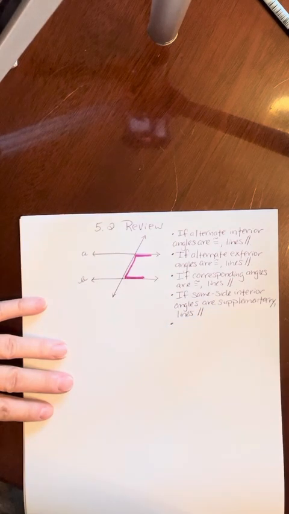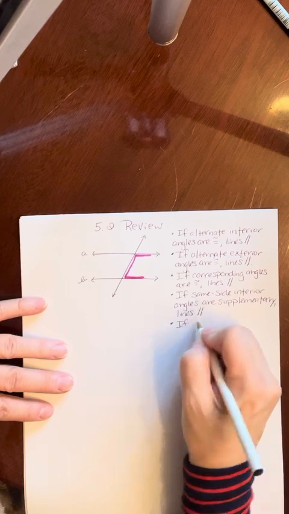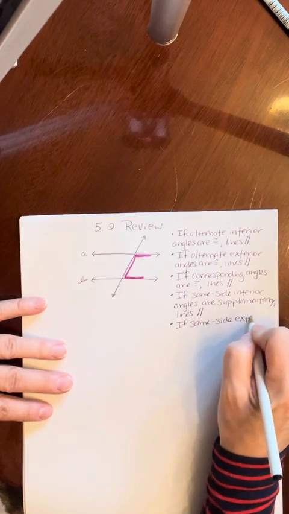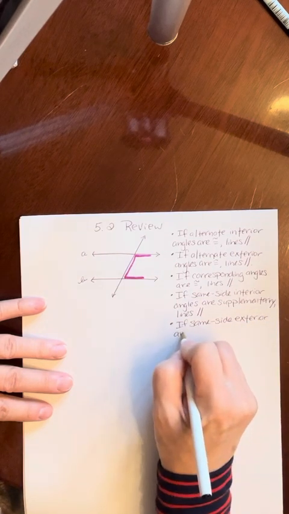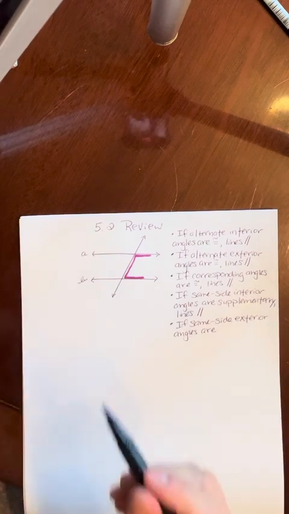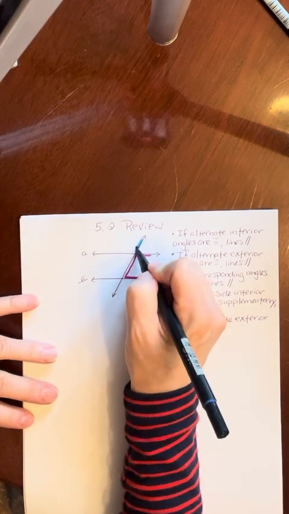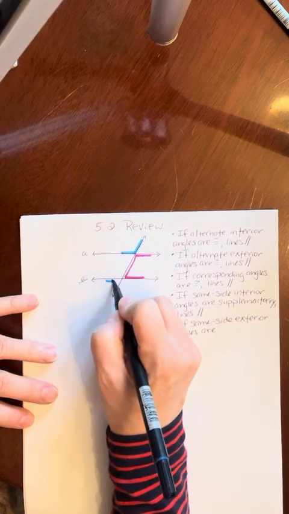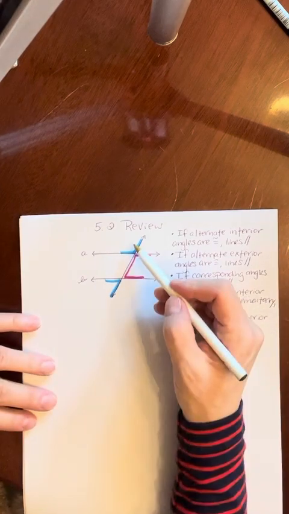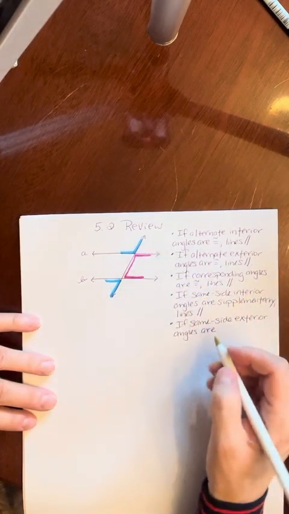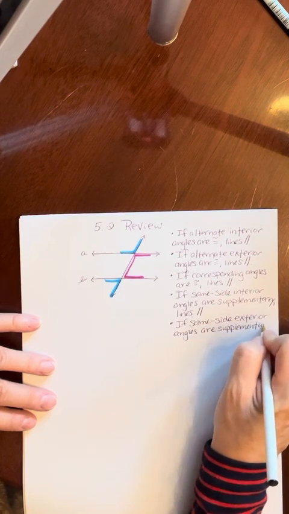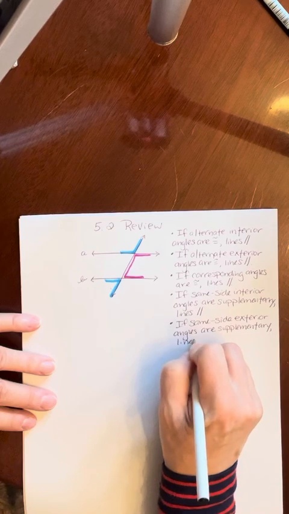And the last one is if same side exterior angles are, now are these guys going to be congruent? Let's look. Same side exterior, so I'll pull them off of the side over here. So there's this one and this one. My marker's kind of dead. Oh, I should probably get rid of this one. So those are same side exterior. They don't look congruent. So if they are supplementary, then the lines are parallel.